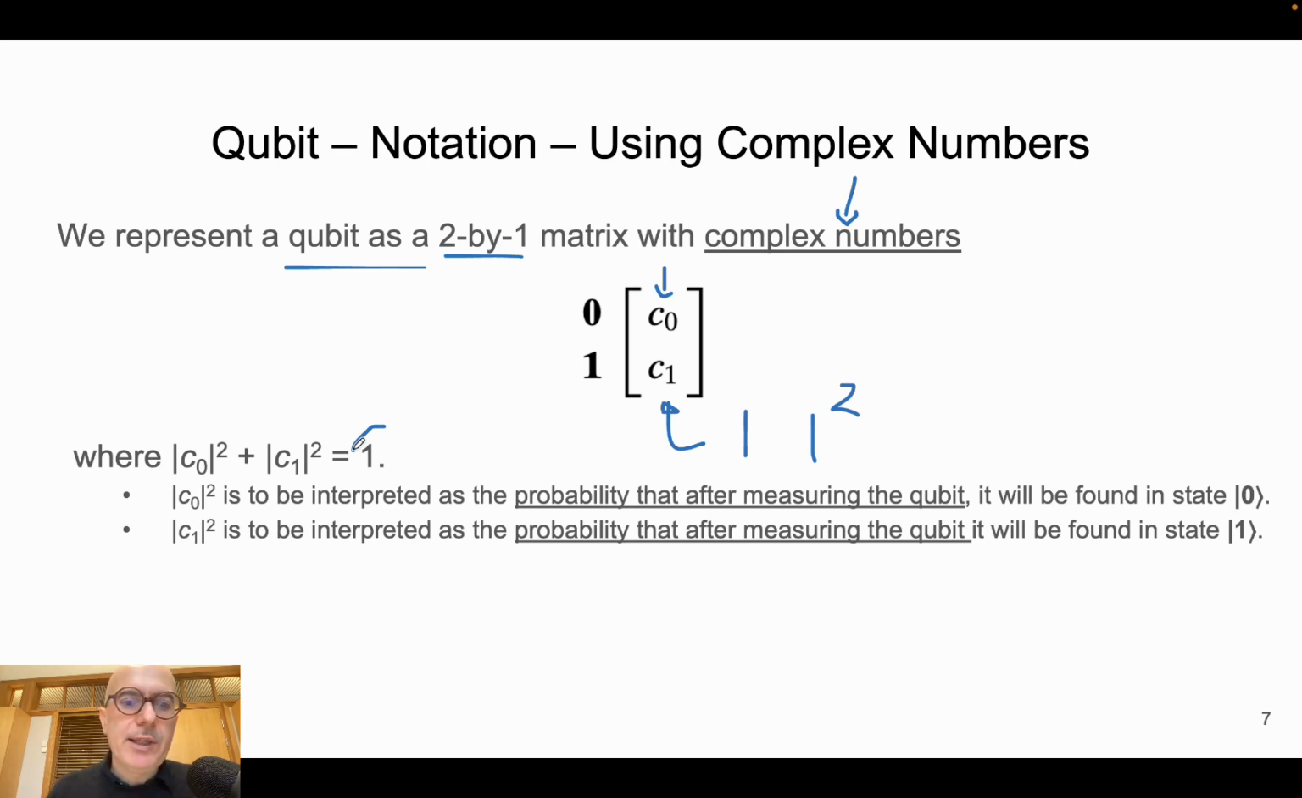As we saw in the previous lecture about the quantum state, the modulus of C0 squared can be interpreted as the probability that, after measuring the qubit, we will find our system in the state 0. In the same way, the modulus of C1 squared is to be interpreted as the probability that, after measuring the qubit, it will be found in state 1.